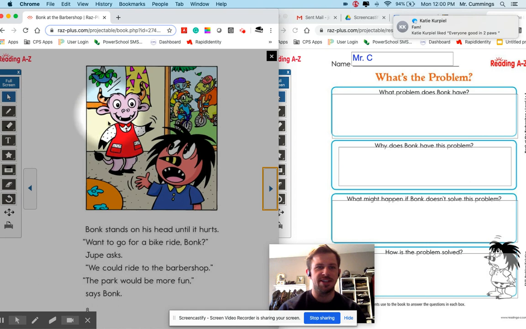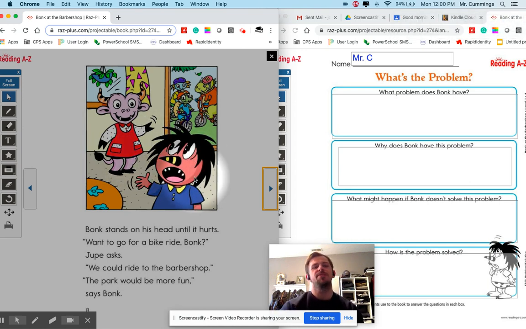Even his friend says he needs a haircut, and he still doesn't want to get a haircut. What did he want to go do? Where did he want to go? That's right. He said the park. Look at all his friends are outside waiting for him to go to the park. Maybe you can go to the park this week with your parents.